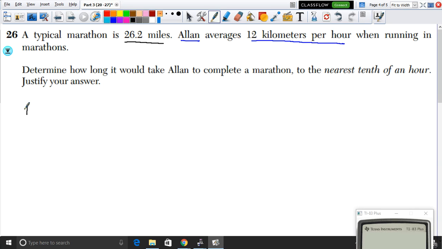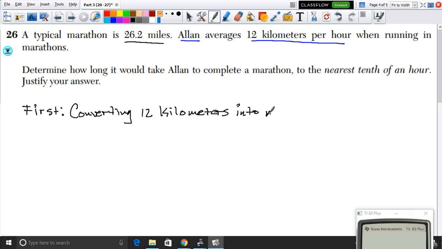The first thing that we should do is convert 12 kilometers per hour to miles per hour. So the first thing that we want to do is convert 12 kilometers into miles. If you look at your reference sheet, you will see that 1 kilometer is equal to 0.62 miles. This is a piece of information that is provided to you on your reference sheet.